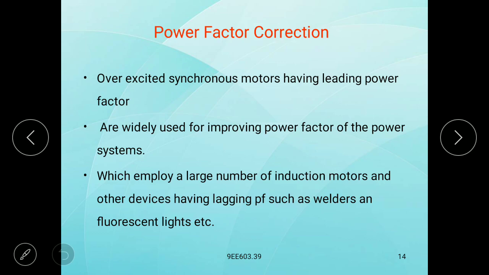Here, power factor correction. Overexcited synchronous motors having leading power factor are widely used for improving power factor of the power systems, which employ a large number of induction motors and other devices having lagging power factor such as welders and fluorescent lights.